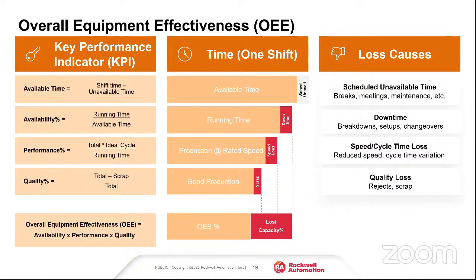As you can see here, the runtime, the production at a rated speed, and a good production count all combine to make the total OEE number. And the causes that affect each of the parameters are also listed on this side, the loss causes. And this helps us to provide an analysis to the customer from a software perspective.